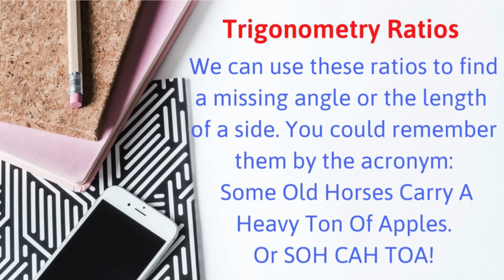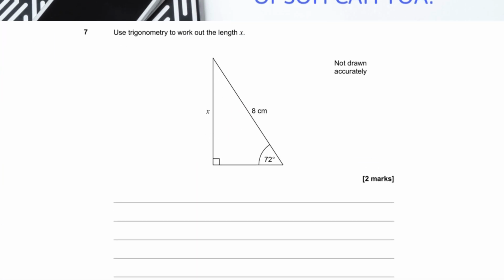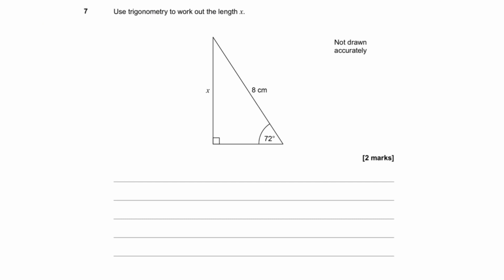There are lots of ways to remember the ratios. Some do it with the acronym: Some old horses carry a heavy ton of apples, standing for sine opposite hypotenuse, cos adjacent hypotenuse, tan opposite adjacent. I'm sure after writing out the capital letters a few times you'll remember it. You could even write it down on the first page of your exam so that you've got it if you need it. For example, use trigonometry to work out the length of x.